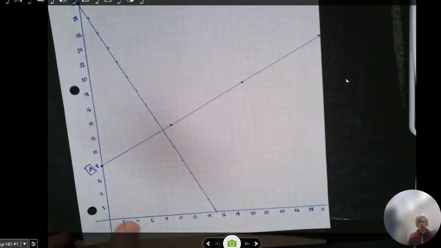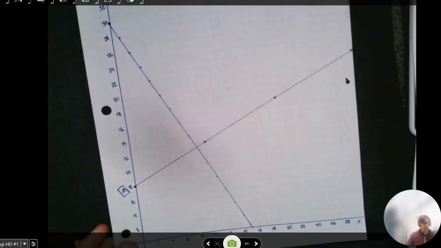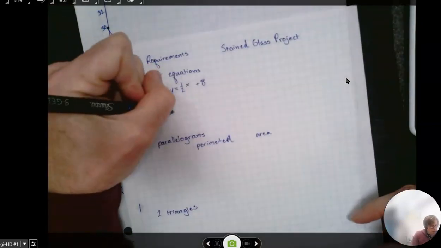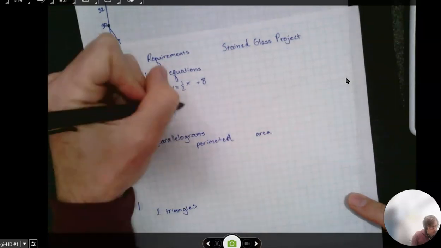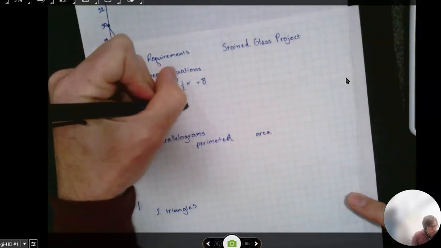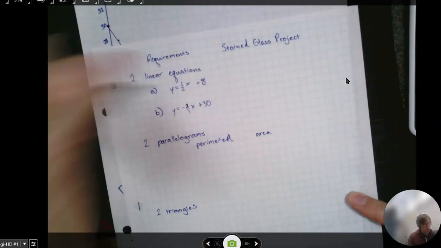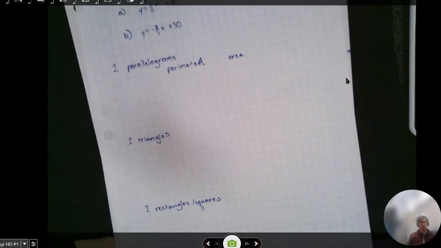Excellent. So now that I've got those, I should probably write that down while I'm here. So this time it's negative. It's y equals, and I did the opposite slope, so down 2 over 1. So y = -2/1 x + 30. Great. So next goal would be making my rectangles, triangles, and parallelograms.